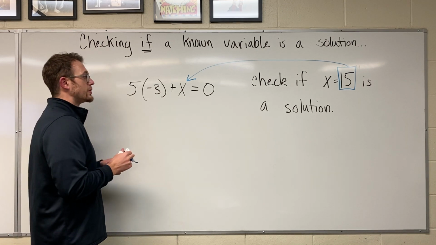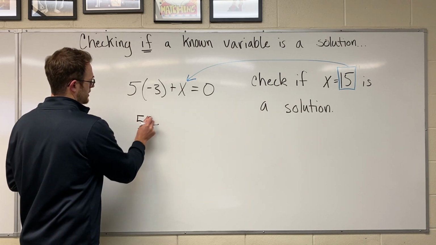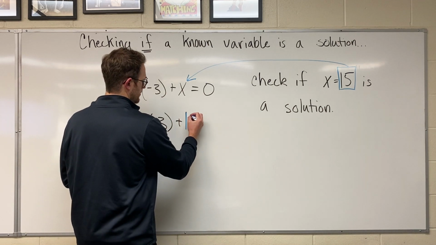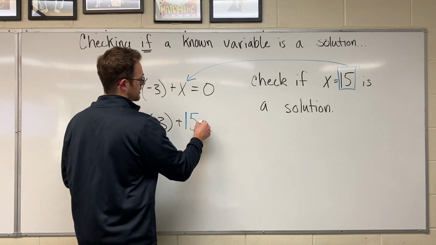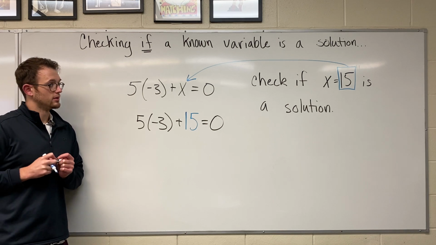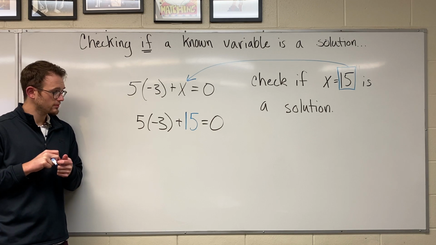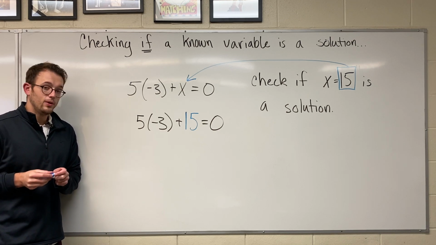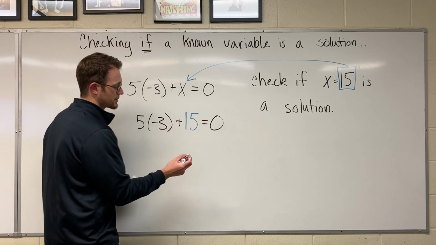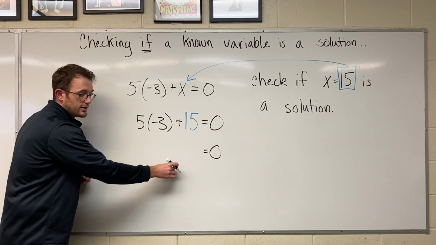All right, so if I were to rewrite this, 5 times -3 plus 15 equals 0. I substituted it in. I substituted in what I'm trying to check is the solution. All right, now I simplify, and I just simplify the left side. I don't do anything over here. I am just going to keep the 0 there. I want to find out if this left side is going to become 0.